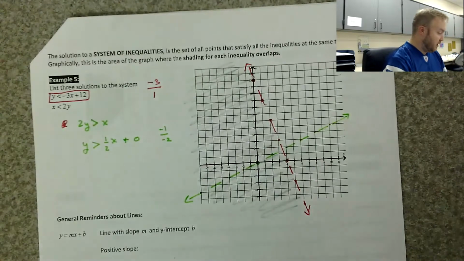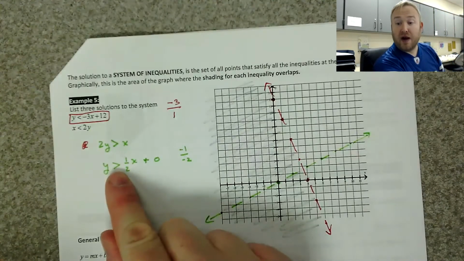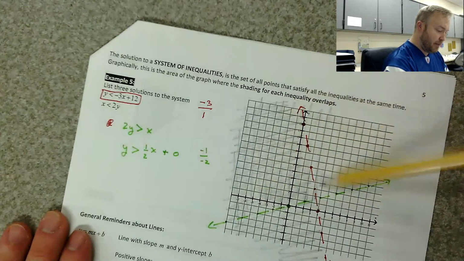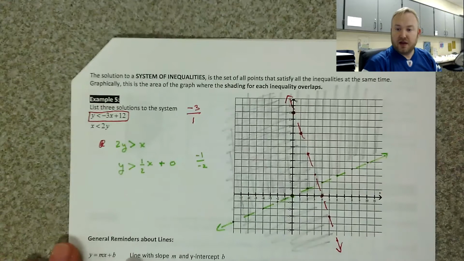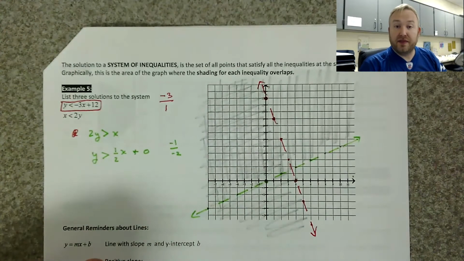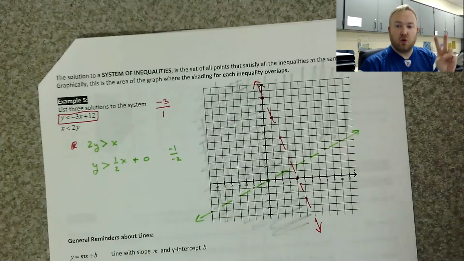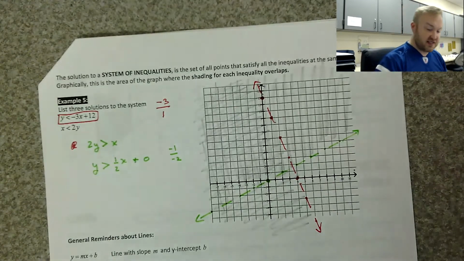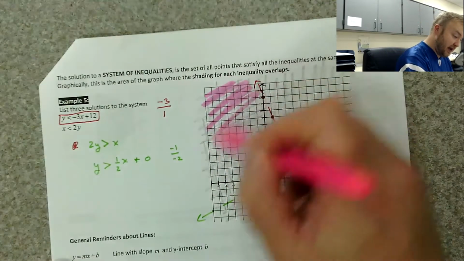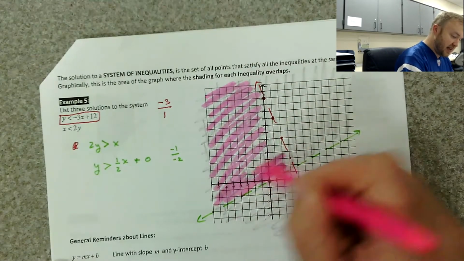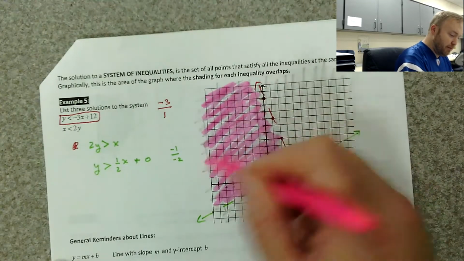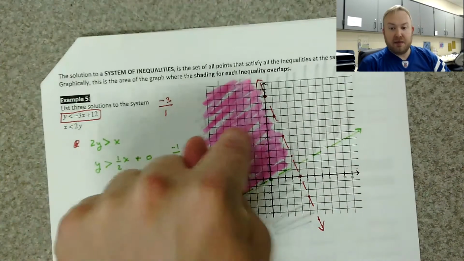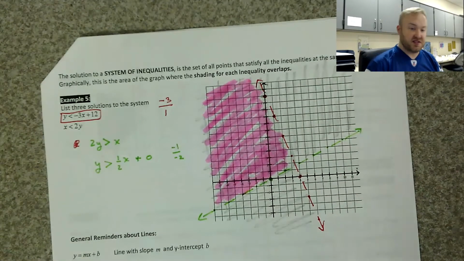There it is. The inequality says greater than, which means I need to lightly shade everything above the green line. You'll notice that there's an area on this graph that has been shaded twice. That area is the solution to the system, and I'm going to do that with pink highlighter here, and that's this area here, which is above the green line and below the red line. That's my final solution area to this system.